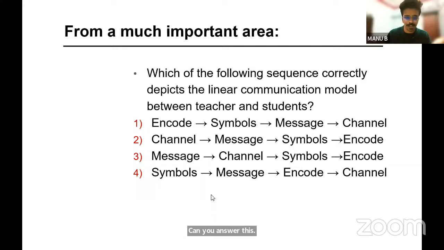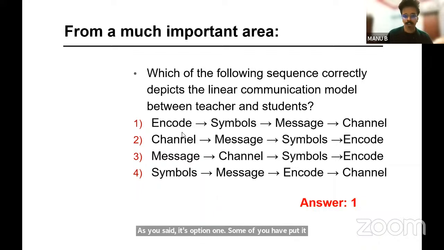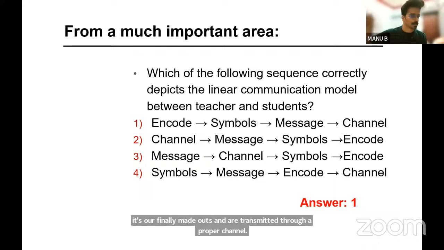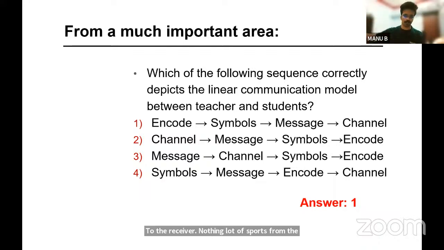Yes. As you said, it's option one. Some of you have put it right, some of you haven't. Okay, no problem, don't worry. We make codes, we encode or formulate the message. Using symbols, gestures and symbols are also used to encode or formulate the message, which is transmitted through a channel to the receiver's end. So encoding must come first. Within encoding we use symbols which are made into a message and transmitted through a proper channel to the receiver. There is no response from the receiver side because it's linear, one directional. So that is how it goes.